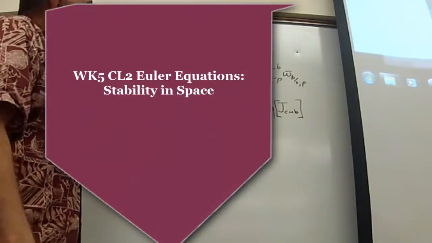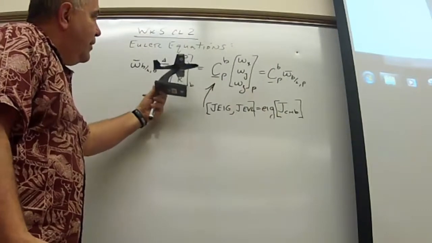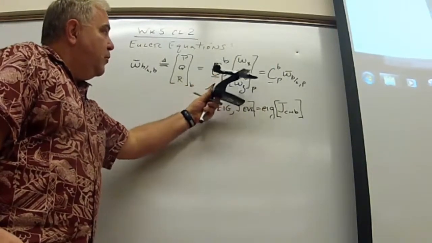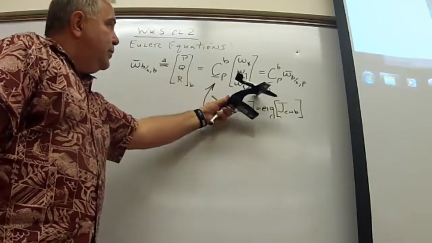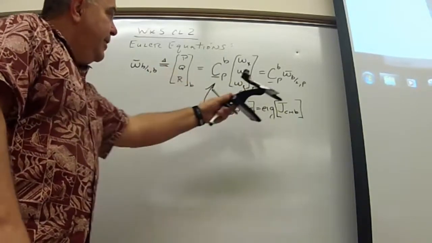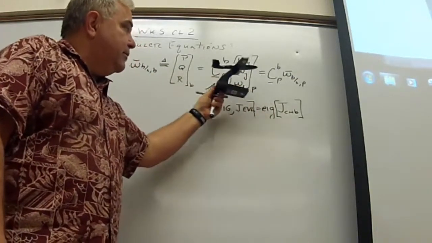Angular velocity of my airplane or my satellite, and I'm in principal axes, I go from P, Q, R to notation omega x, omega y, omega z. And I have a direction cosine matrix that relates the principal to the body axes. The angular velocities are going to be the same. The vector is the same, but the coordinate system is different.